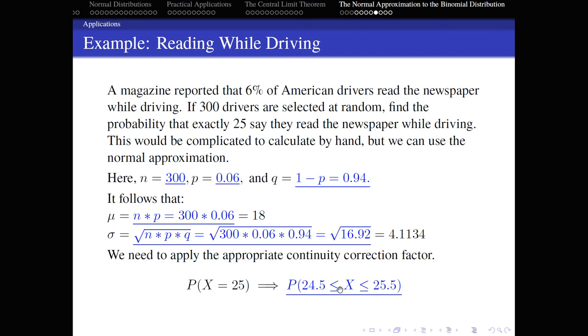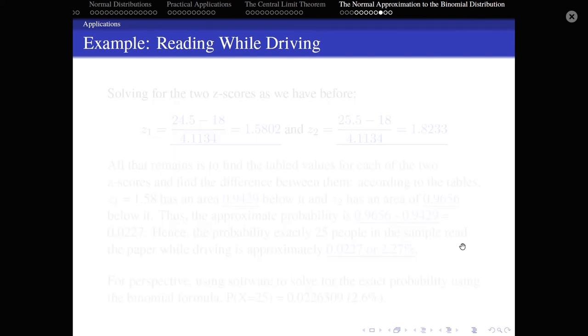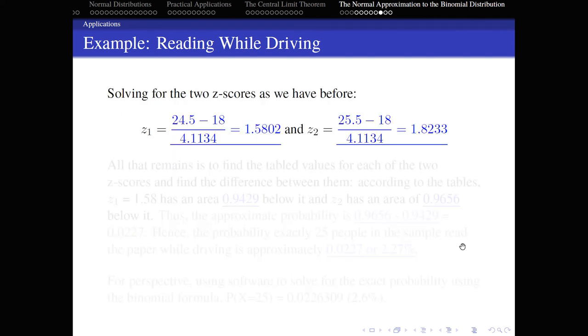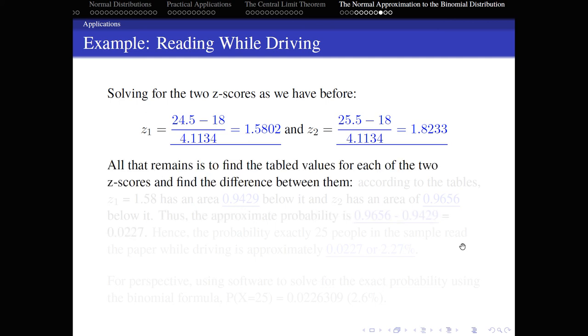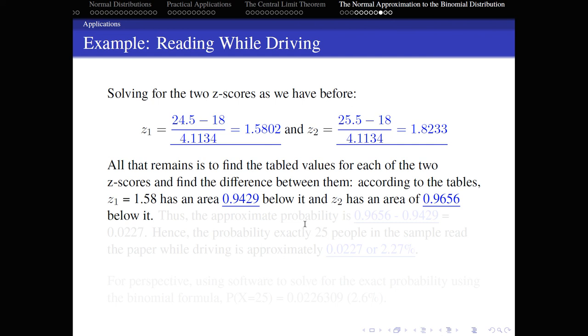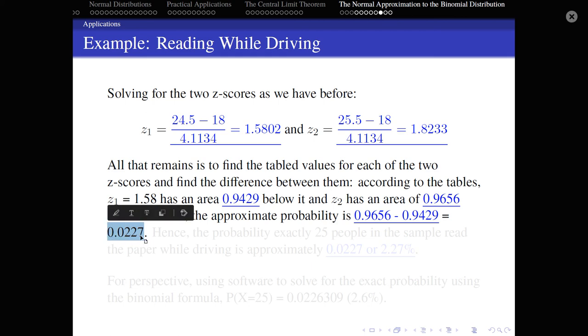So actually this becomes a harder problem because we have to do the z-score for 24.5 and the z-score for 25.5. So we've got two z-scores, one for 24.5, one for 25.5. We calculate both of these, and now we're finding the area in between them. Looking in the table, the Z1 value is 0.9429. It's the smaller one. The bigger one's 0.9656. And then we subtract these two to get the probability of exactly 25 drivers. So that's going to be 0.0227.